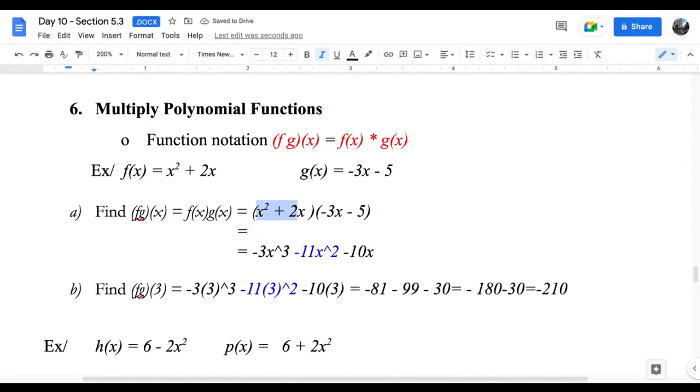First we get, I'm going to copy paste this. So x squared times negative 3x, that's negative 3x cubed. Then x squared times negative 5, that's negative 5x squared.